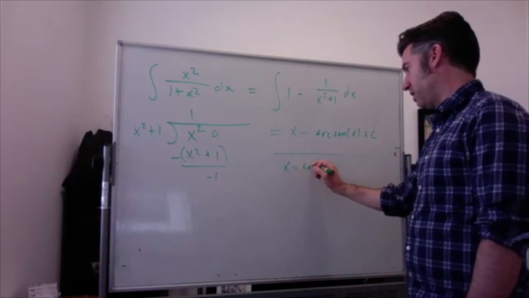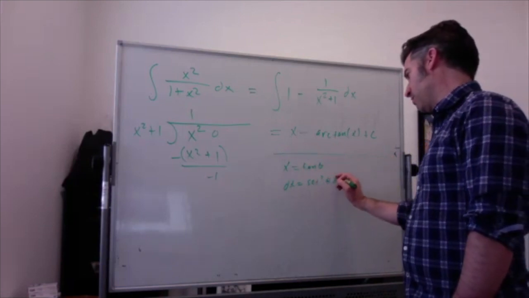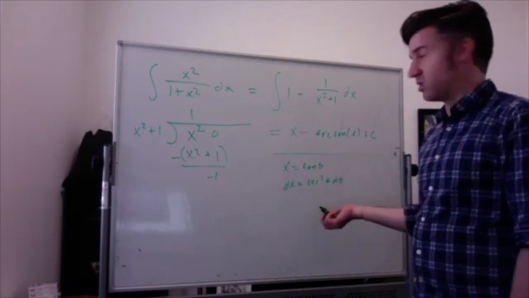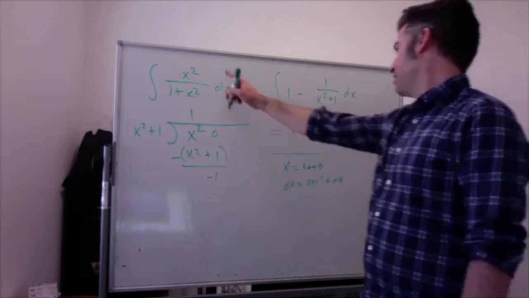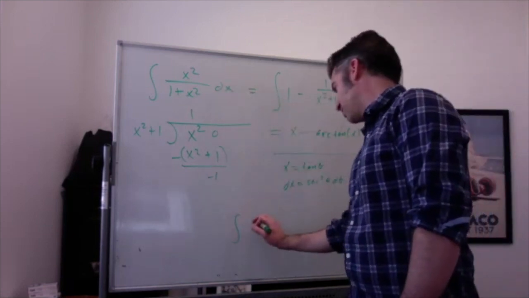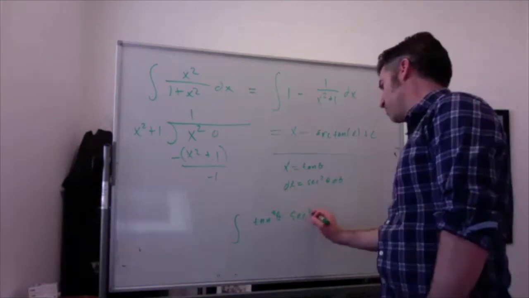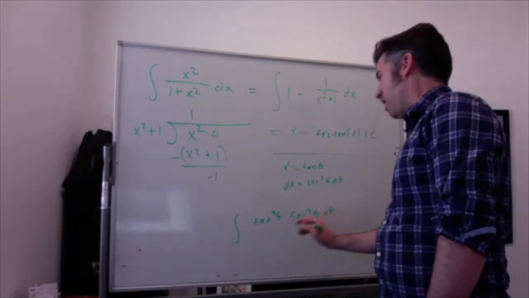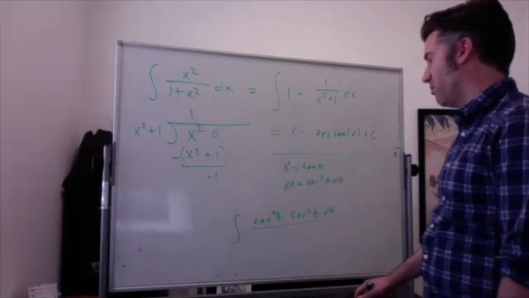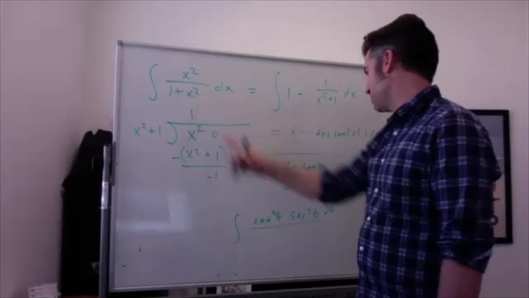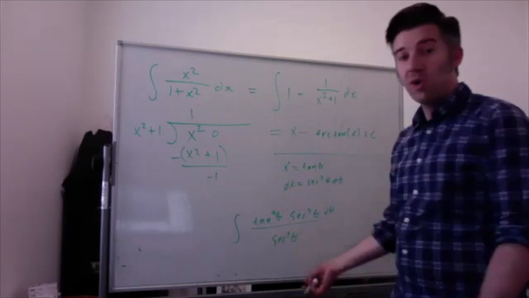Or you can make your life real hard and do x equal tangent theta, dx equals secant squared theta d theta. Okay, I think this is really stupid. Really challenging. You get the integral of x squared to tangent squared, and then dx is secant squared. And then on the bottom you get 1 plus tangent squared, which is secant squared. You could do it that way.